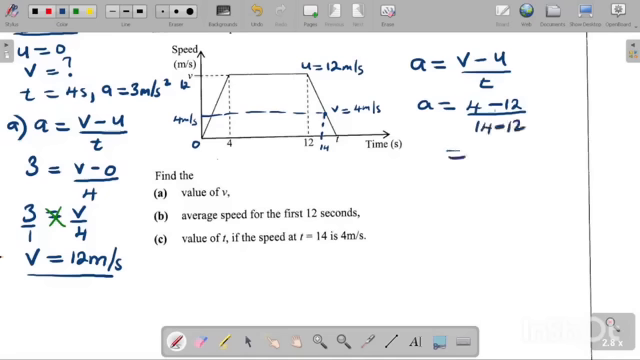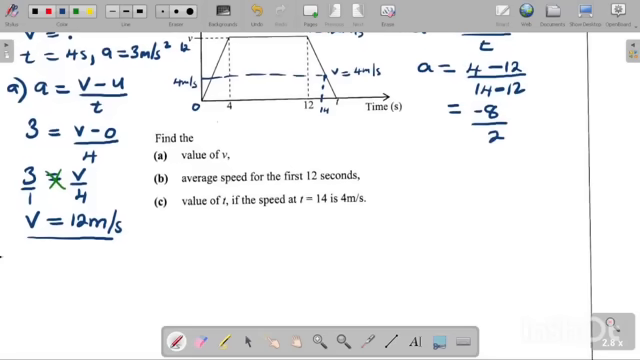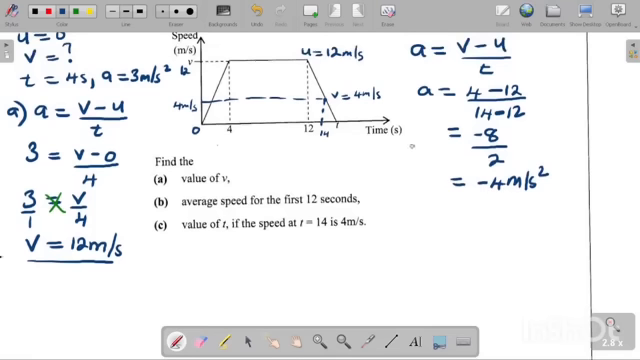So 4 minus 12 is negative 8, and 14 minus 12 is positive 2. Negative 8 divided by 2 is negative 4 meters per second squared. The acceleration is negative because it's a deceleration. So along this line, the acceleration is negative 4 meters per second squared.